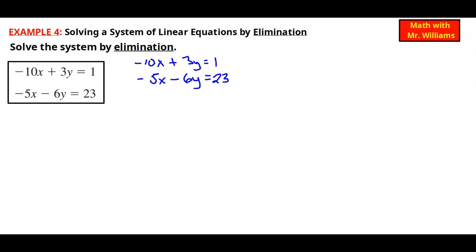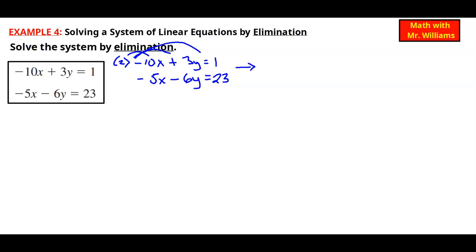All right, now we need to cancel something. So we're looking at our variables. We have a negative 10x and a negative 5x. Okay, and then we have a positive 3y and a negative 6y. Well, because I have a positive and a negative y, I'm going to go ahead and choose to cancel out my y's. So to make a 3 into a 6, I need to multiply that by 2. So that means I'm going to multiply 2 times everything in that equation.